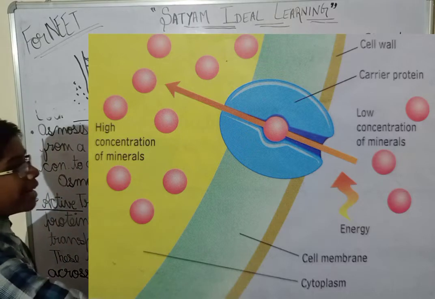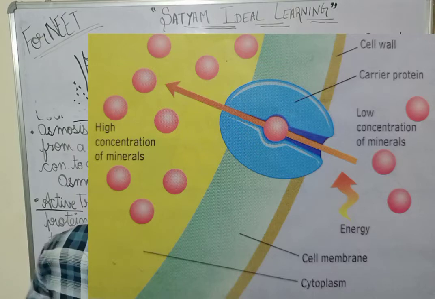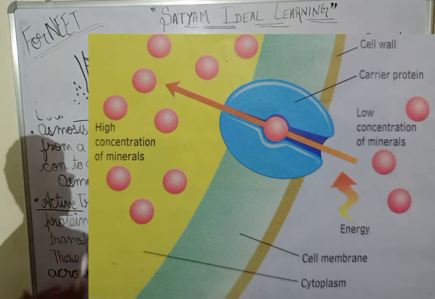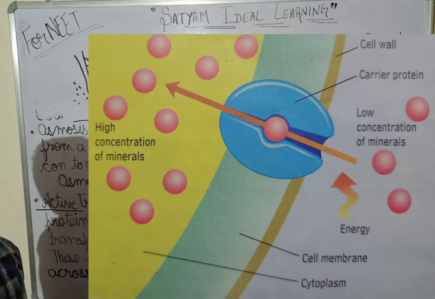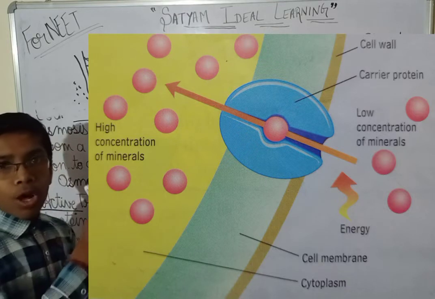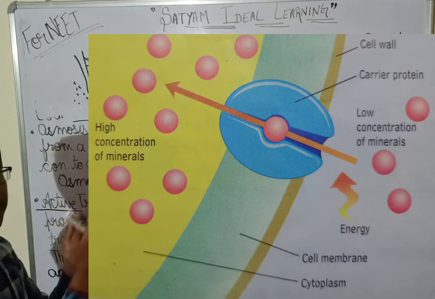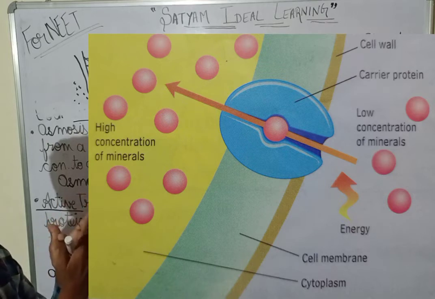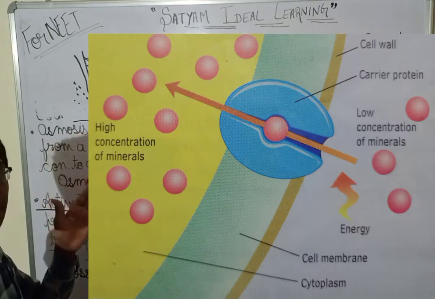Now in this, it requires energy and carrier proteins. You can see in the diagram, it is very clear that there is a cell wall and there is a cell membrane. Cell wall is surrounding the cell membrane. Cell membrane is on the inner side and cell wall is on the outer side.